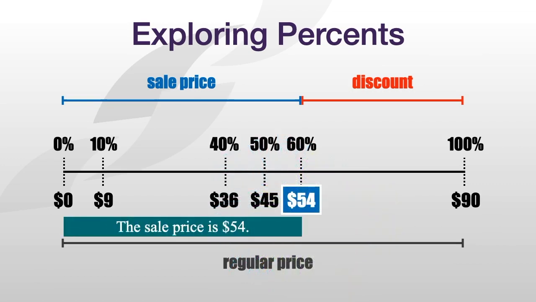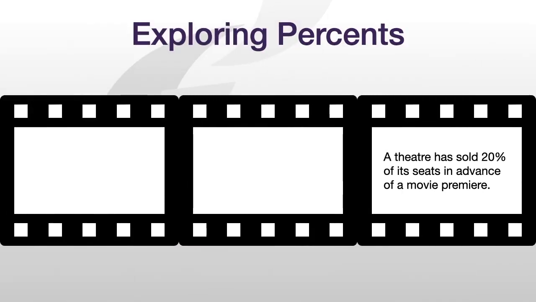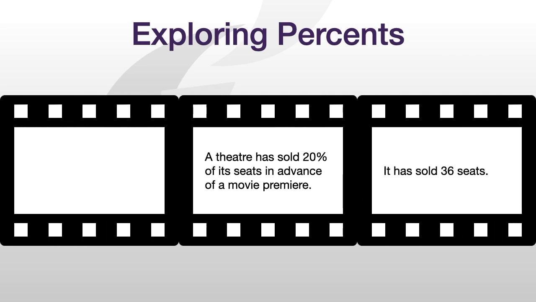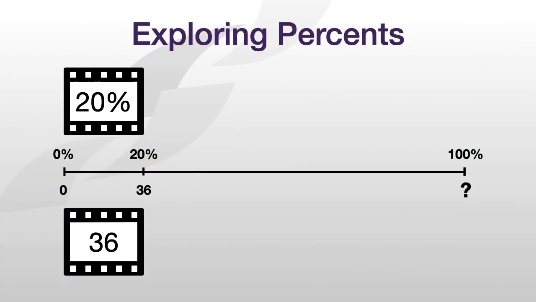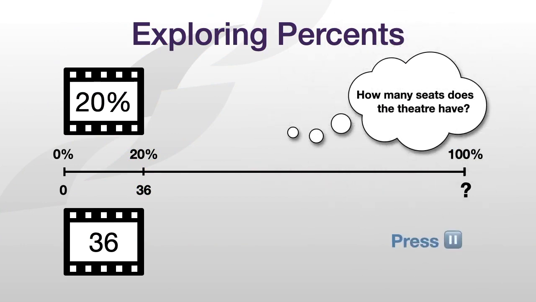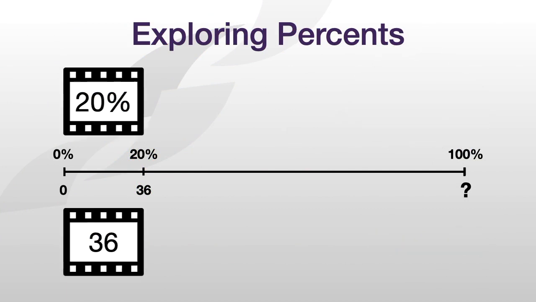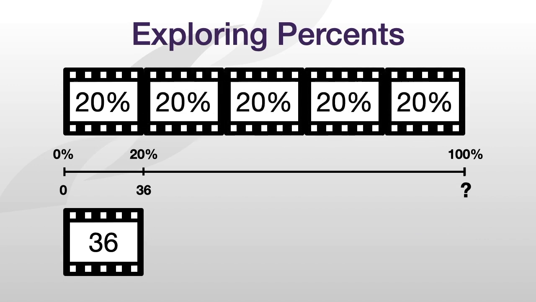Let's explore a different context. A theater has sold 20% of its seats in advance of a movie premiere. It has sold 36 seats. How many seats does this theater have in all? How does this number line help you to see a solution? 20% is 1/5 of 100%. Multiplying 36 by 5 gives the total number of seats, 180.